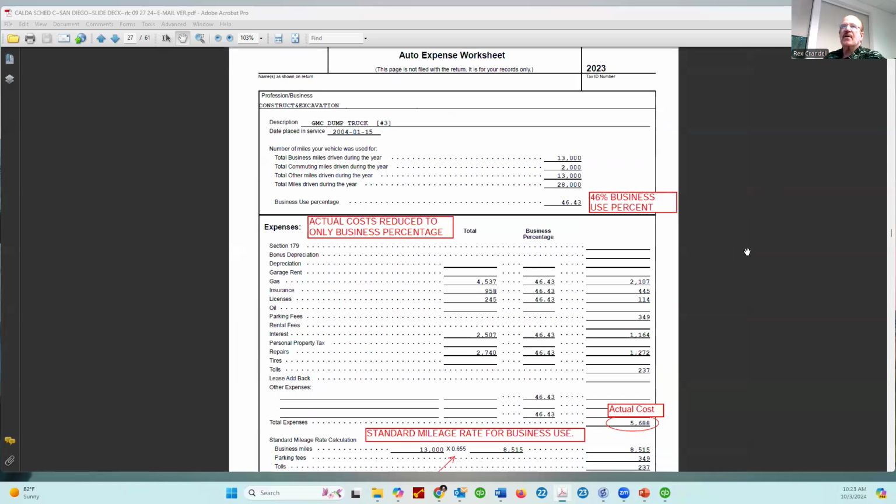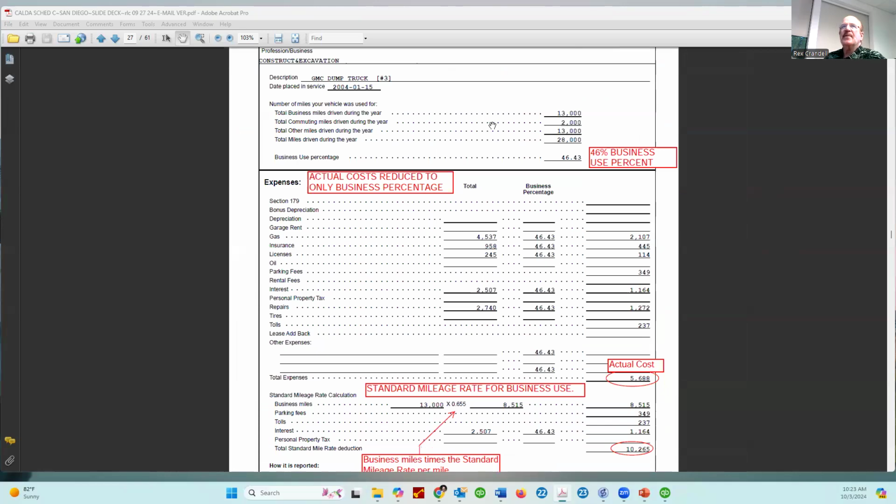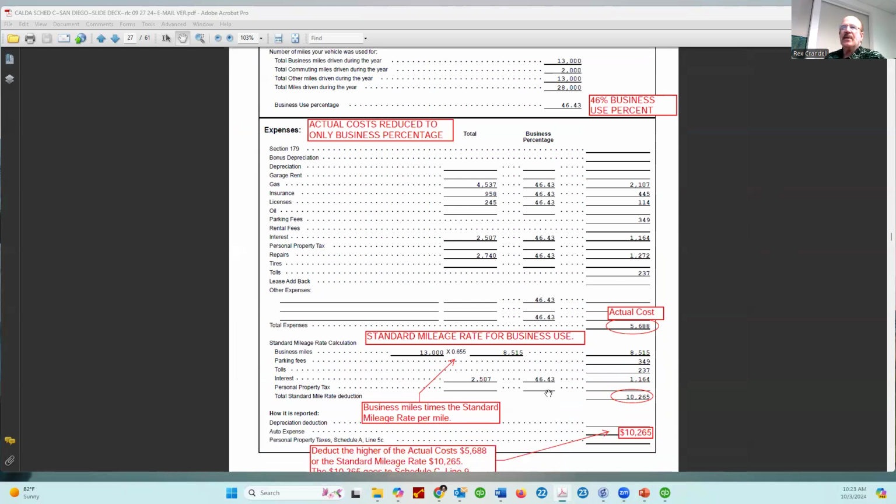So this is a view of the entire form. So we did business use percent on the top, actual cost method in the middle. On the bottom, we did the standard mileage rate, and we compared that the actual cost of 5,600 was less than the mileage rate method at 10,265.